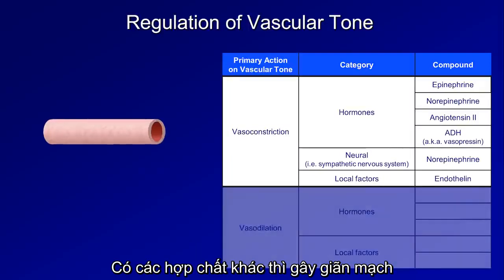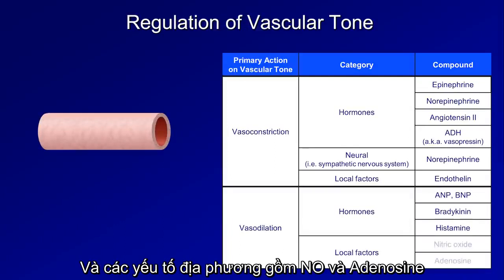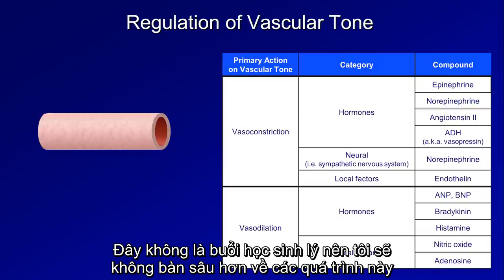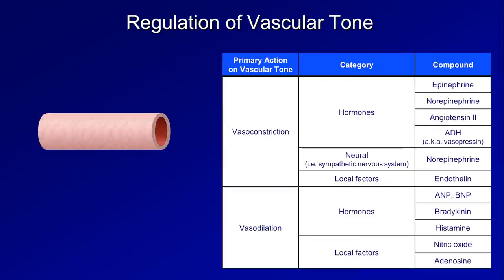Other compounds cause vasodilation. Hormones doing this include ANP and BNP, bradykinin and histamine, and local factors include nitric oxide and adenosine. This isn't a physiology lecture, so I'm not going to be reviewing this process in great detail, but will just focus on the compounds most relevant to the treatment of shock.